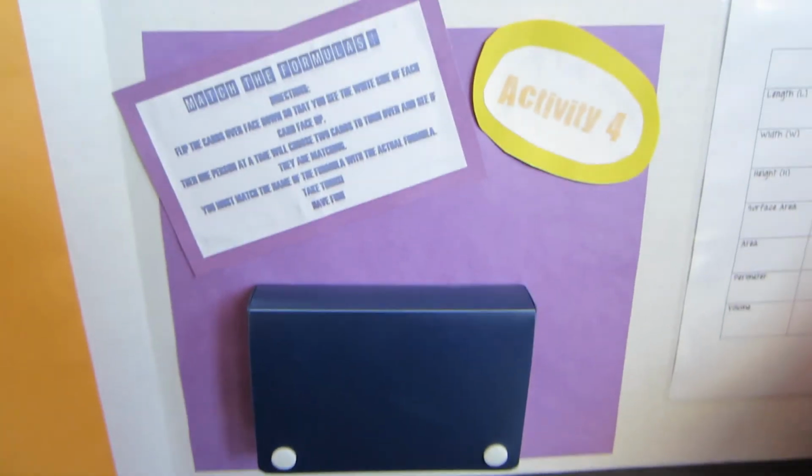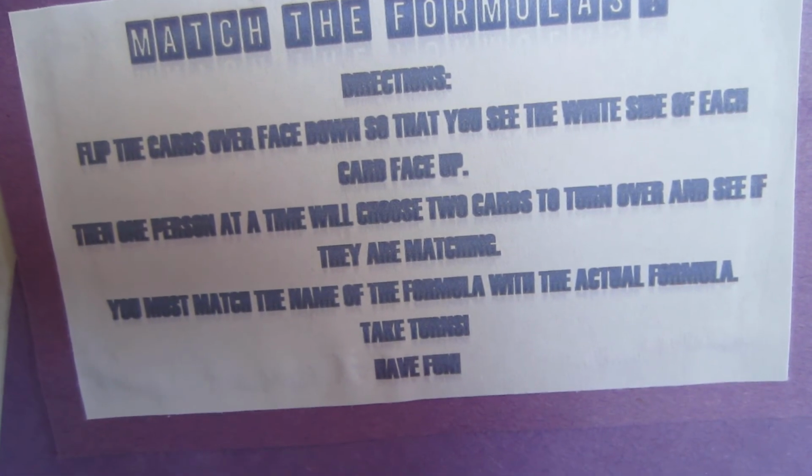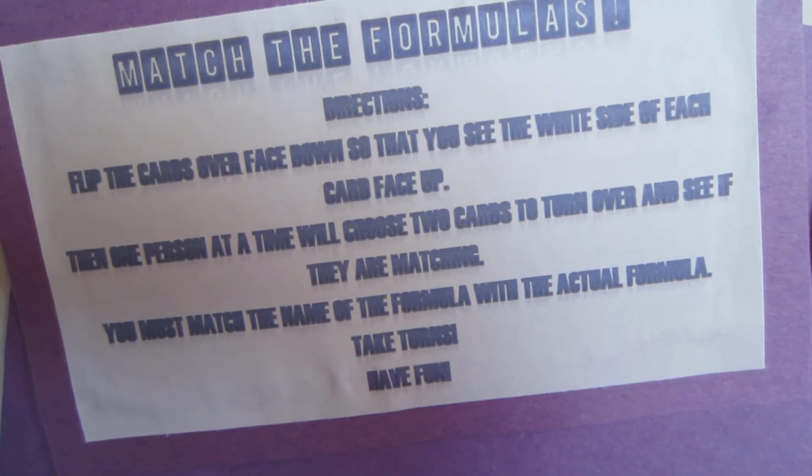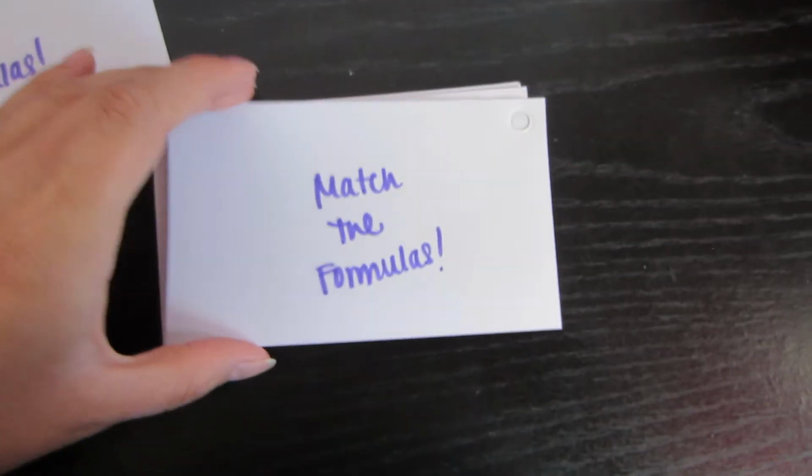The last activity that's at my center is called Match the Formulas. The directions are right here. Flip the cards over, face down so that you see the white side of each card face up. And I have the cards right here in this folder. So it's just like any ordinary matching card game. The cards need to be face down like this.